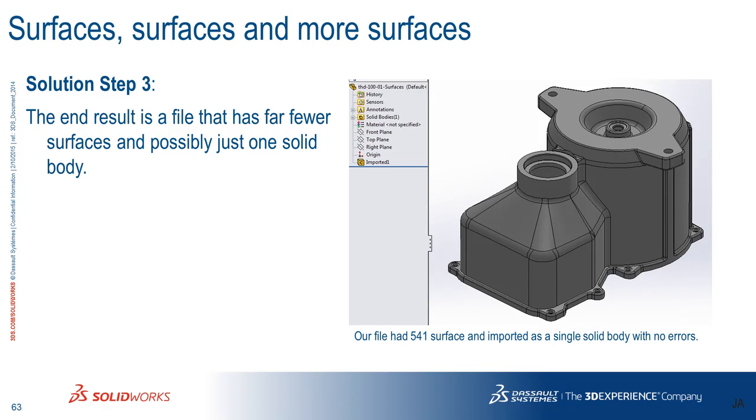When we do that, and then we go to our import diagnostics, what we end up with is a file that has either far fewer surfaces and possibly just one solid body. In our case here, it took those 554 surfaces or 541 surfaces and turned it into a single solid body with no errors. Even if you came back and had 1 or 2 holes in this part, it beats the hours that you would spend normally correcting a file. So it's worth the try to import it 3 or 4 different times, try out different settings, try out different options, because the 10 minutes that you took to do those couple of exports far beats the time that you would spend otherwise.